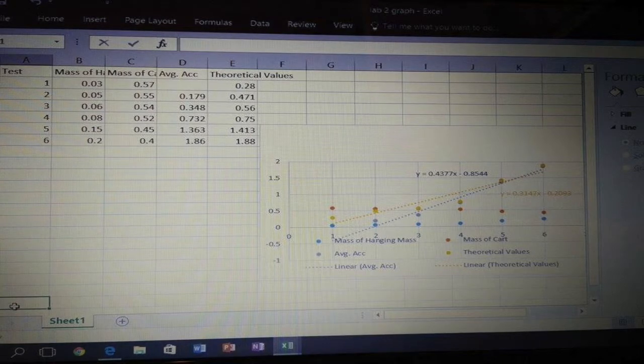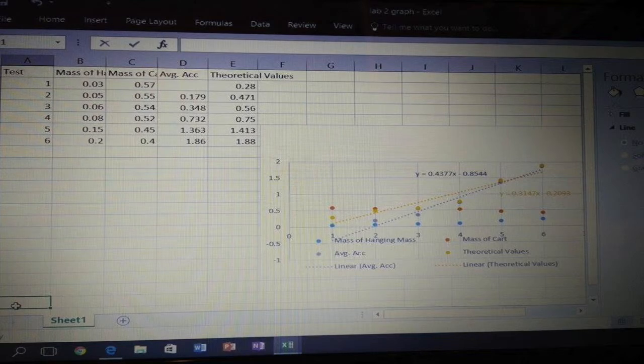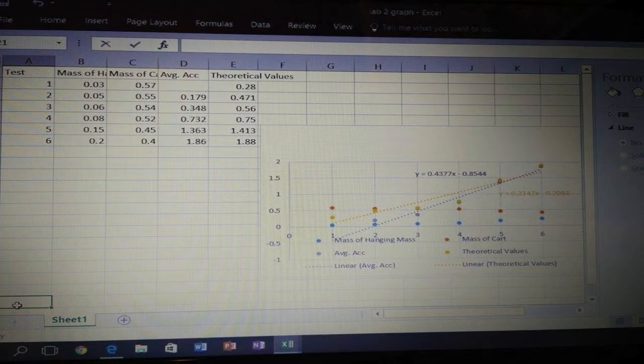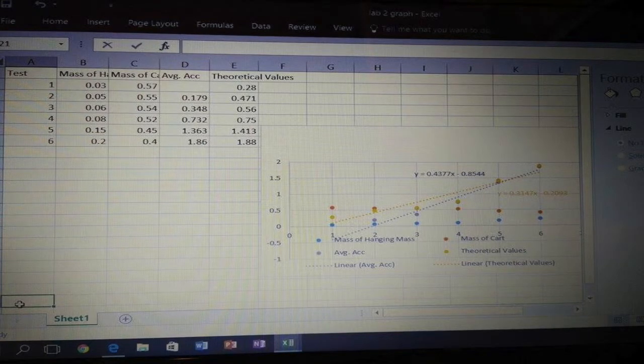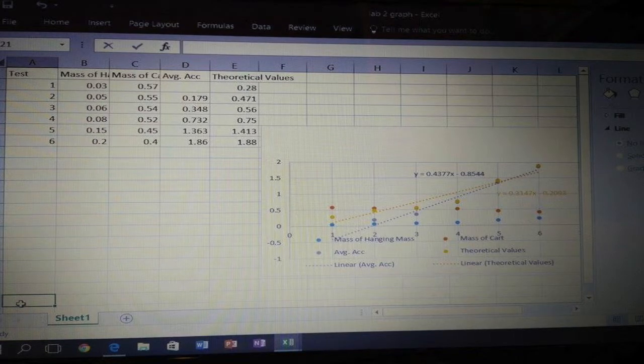Also, we kept the mass of the hanging weight less than 250 grams to prevent the cart from accelerating too fast. We also kept the mass of the hanging weight above 30 grams because anything below that exerted minimal force on the cart, causing it to move extremely slow. Another factor that may affect the way that our data was presented was the intervals that we increased our weights.